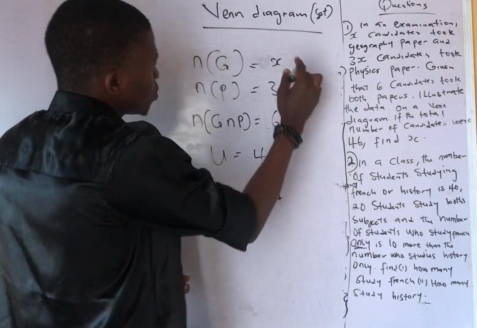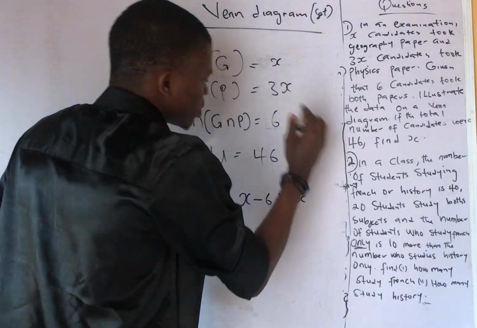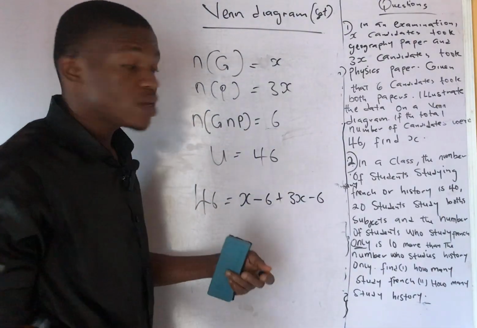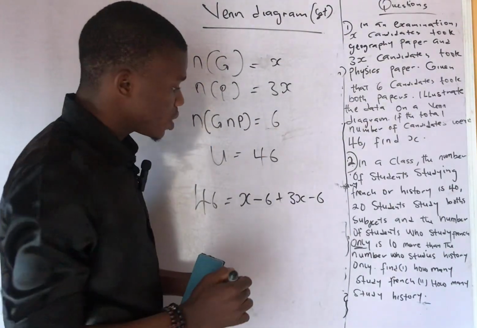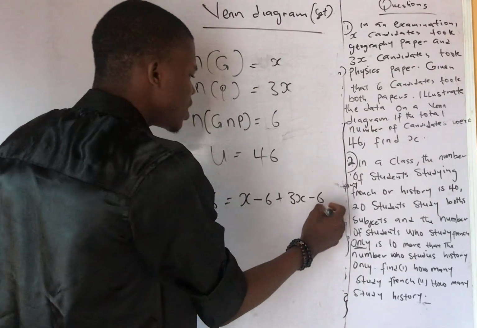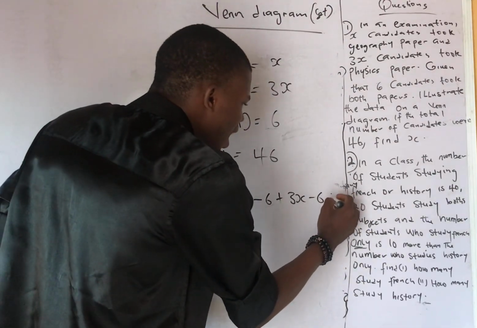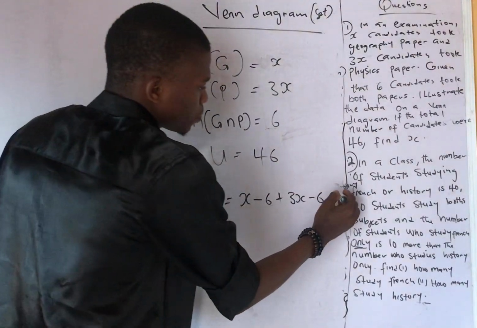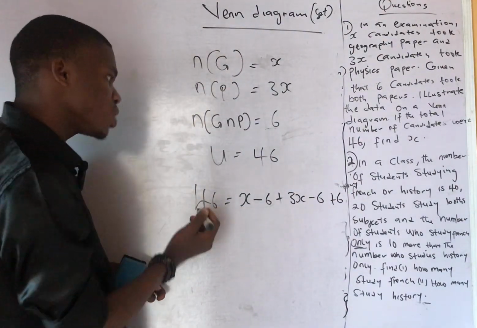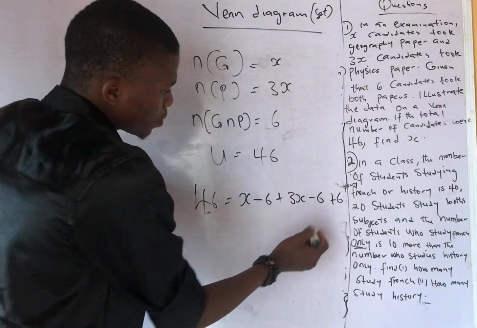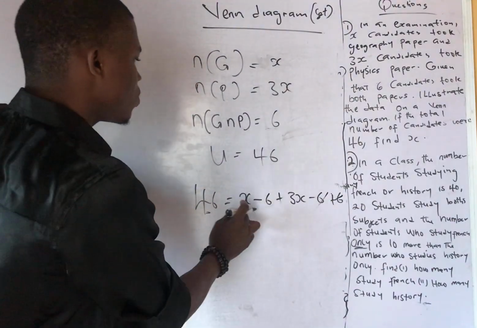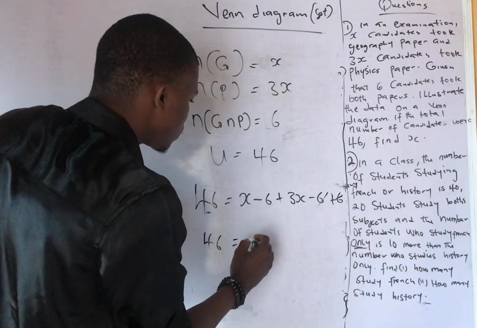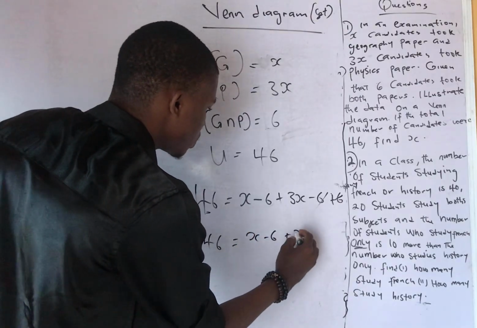Then you have to plus, for this other one, 3x. Then, if you want to get the total number of people that took only physics, you minus the people that took both subjects. Then you add the number that took both, for us to get the total number of students. Now, if you look at it very well, this cancels this. We now have x minus 3x, and then we now have 46 is equal to x minus 6 plus 3x.